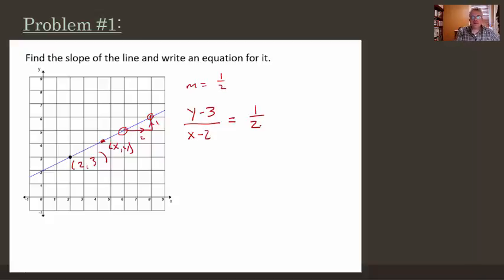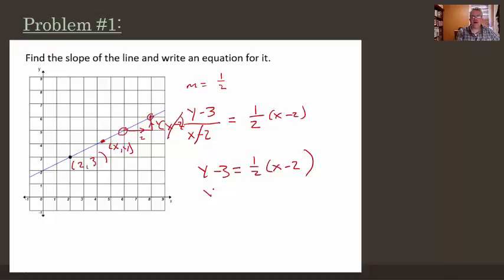So I'm going to multiply both sides by the denominator here, x minus 2. I'm going to multiply this side by x minus 2 and this side by x minus 2. Those will cancel, and I have y minus 3 equals 1/2 times (x minus 2). Soon, I'm going to show you how to start with an equation like this.